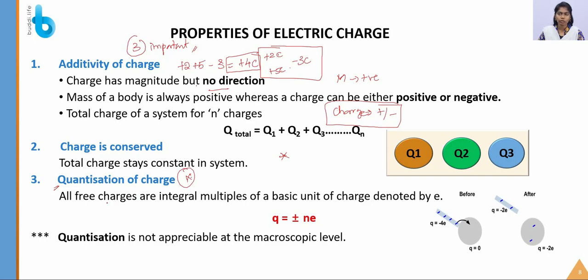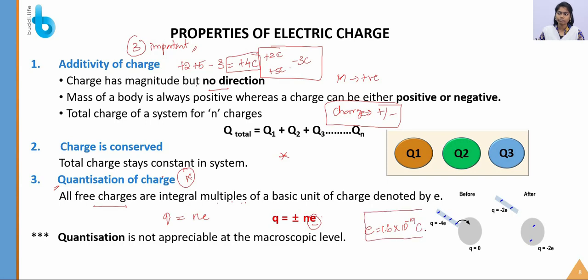All the free charges are integral multiples of a basic unit of charge, which is e. So when we have a charge, it is calculated by an integral multiple of the basic unit of charge. What is the basic unit of charge here? e is equal to 1.6 into 10 to the power of minus 19 coulomb.